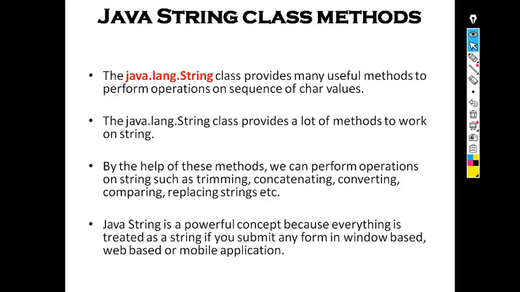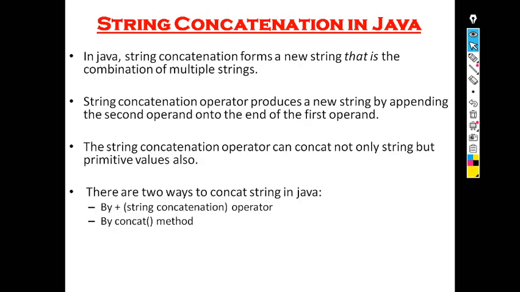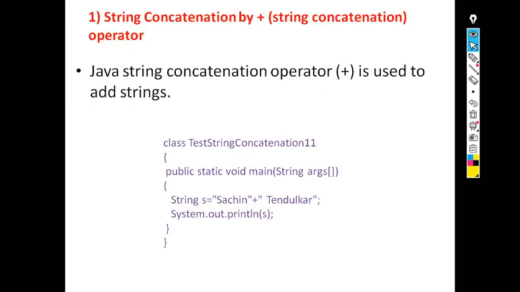And there are different methods available in the String class. A few methods we are going to learn. First we will learn how string concatenation can be done in Java. The first way, you know that by the plus operator we can concatenate strings, and the second way is the concat method. First we will be learning how we can concatenate two strings by the plus operator. Concatenation means that you have one string, and if you want to add another string, then you can add it.